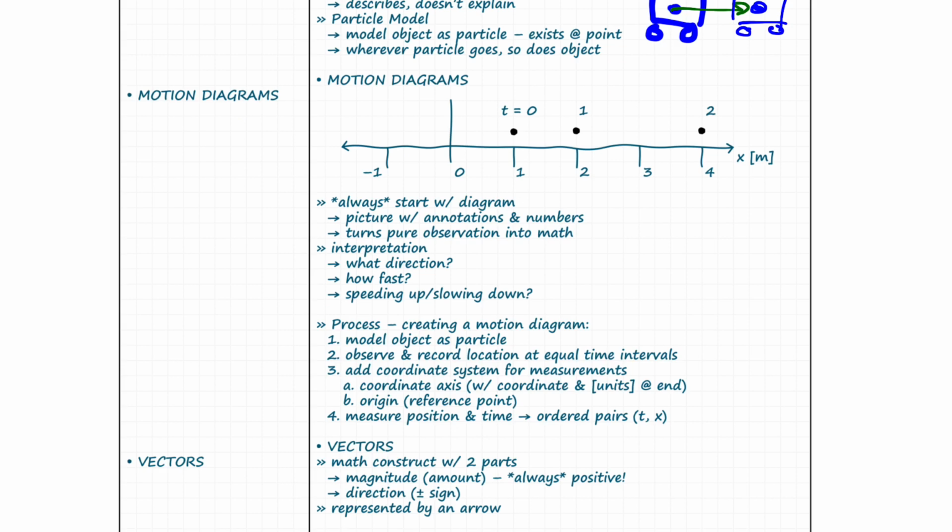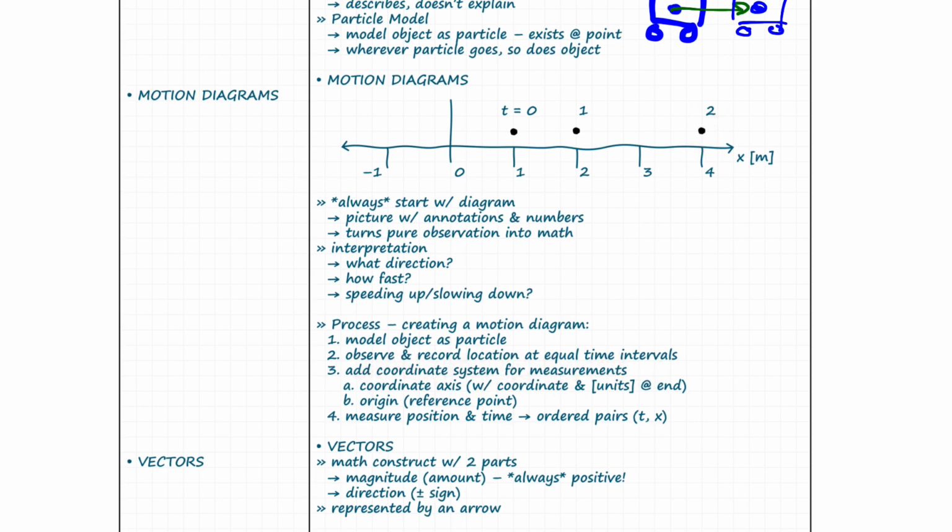What we're going to do when we create a motion diagram is, number one, to model the object as a particle. We'll observe where the object is and record where that particle is in equal time intervals. When we're watching something, we might do it every 1 second: 0 seconds, 1 second, and 2 seconds. If we're using a computer, we might measure every 10th of a second, every 100th of a second, and the like. Once we have the particles representing the location of the object, then we'll add a coordinate system.